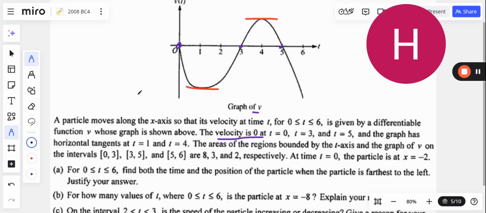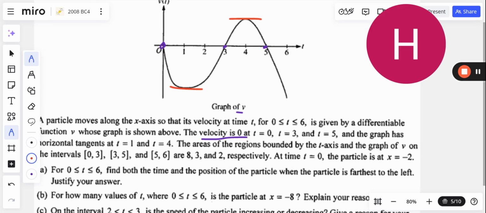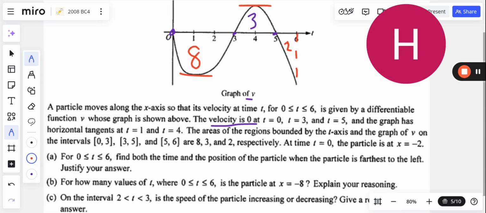It even gives us the areas of the regions, which is kind of nice. So it tells us the areas of these regions are 8, 3, and 2. That's in between 5 and 6, so let's kind of draw this here. And I've written these in red because this is when the velocity is negative, therefore this is representing when the object or particle is moving backwards. And the number inside, the area, much like the integral of the velocity, is telling us the displacement over that time period. Okay, great.